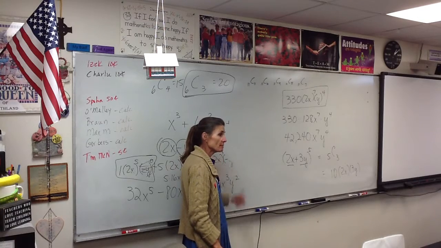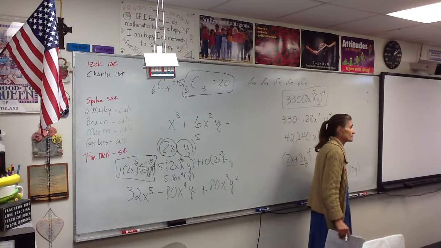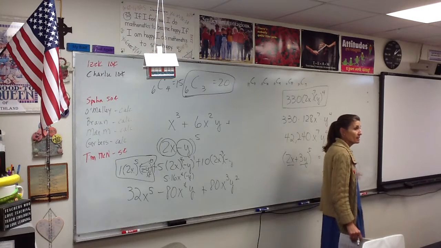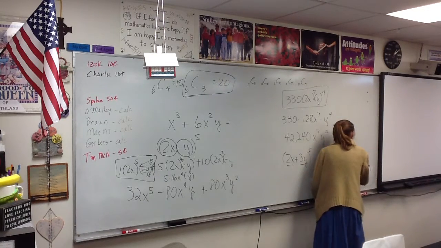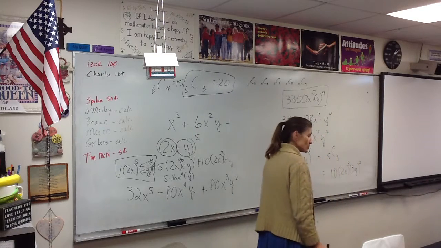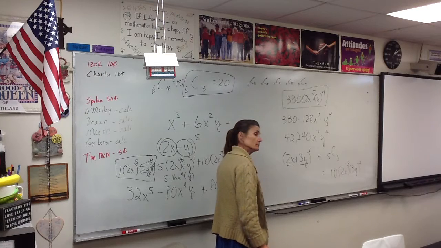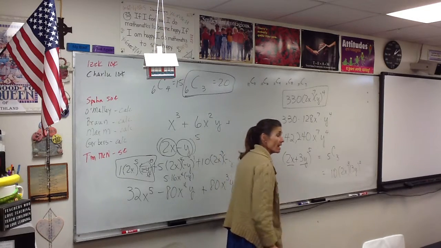If you started at the beginning in the first term, what would be the power on the 2x? 5. In the second term, it would be 4. So in the third term, it's 3. And then this must be a 2. You can just count. I want you to know that, though.